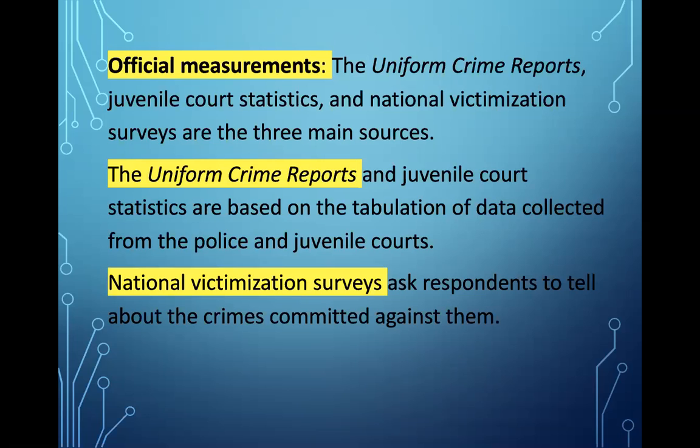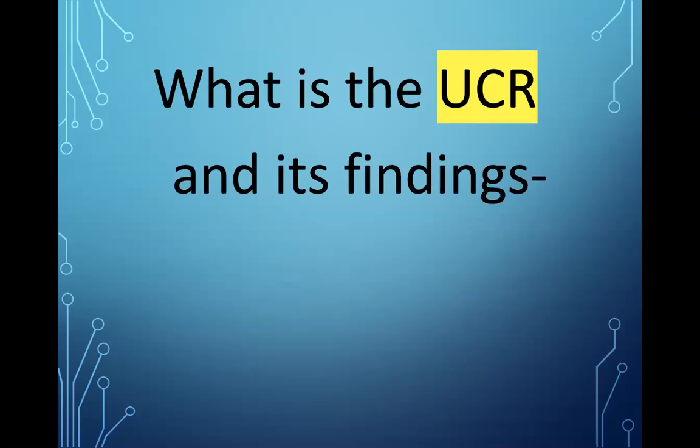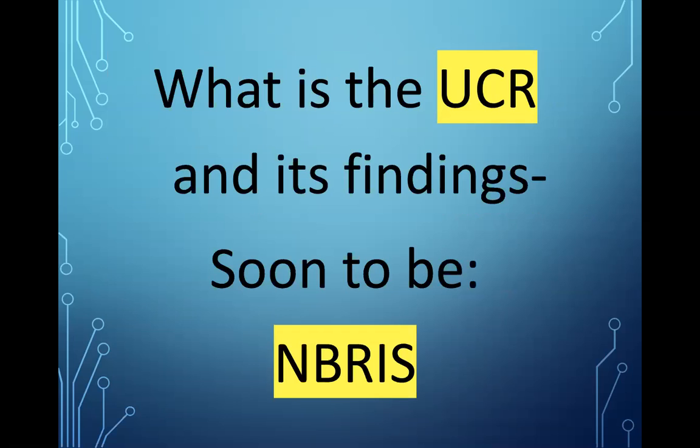Because we realize that there's an official measurement out there, but we realize there's also victims out there, and there are also other things going on that may not be captured officially that we want to know about. All right, so what is the UCR, the Uniform Crime Reports, and its findings?